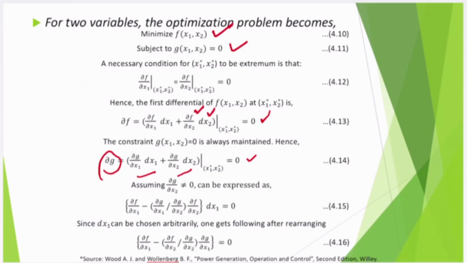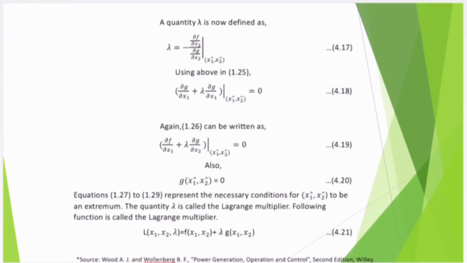So the same equation can be expressed as dou f upon dou x1 minus dou g upon dou x1 upon dou g upon dou x2 times dou f upon dou x2, into dx1 equal to 0. So this is the simplified version. And since dx1 can be chosen arbitrarily, one can get the following after rearranging this equation. Now, without delay, what we need to do is define a quantity lambda.